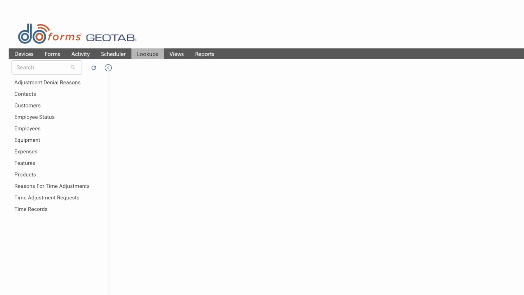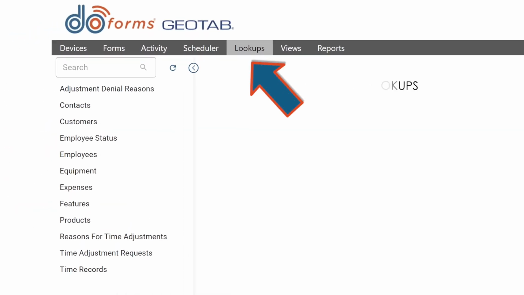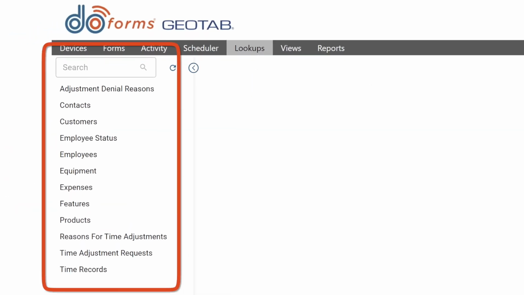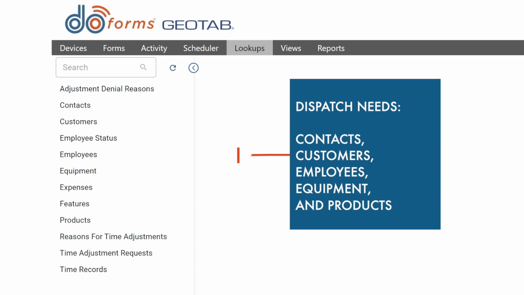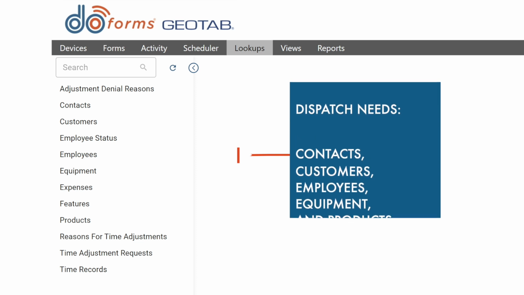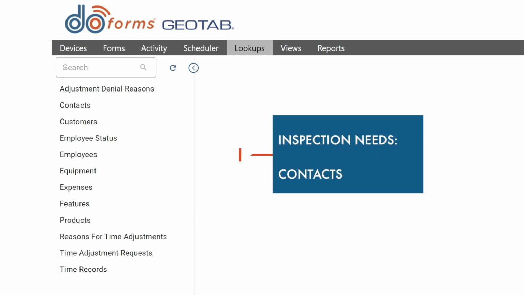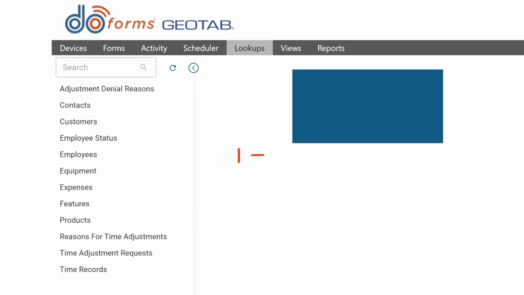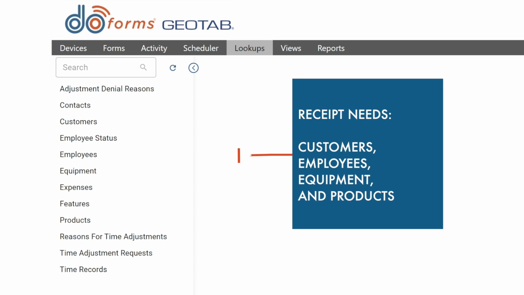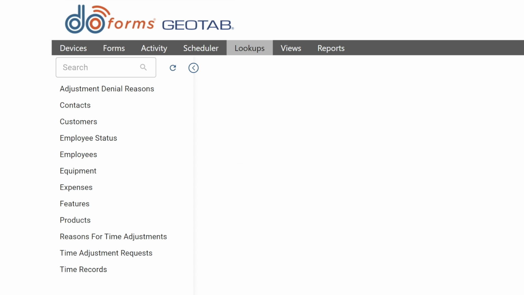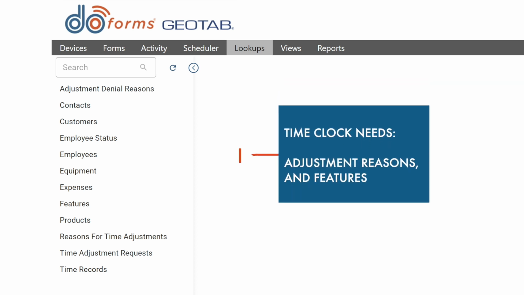Now we need to add data to your doForms database tables. Navigate to the Lookups tab in the top ribbon bar on the doForms portal. On the left side, you will see all of your database tables. The following solutions need to have these data. Dispatch needs contacts, customers, employees, equipment, and products. Inspection needs contacts. Receipt needs customers, employees, equipment, and products. Time clock needs adjustment reasons and features.